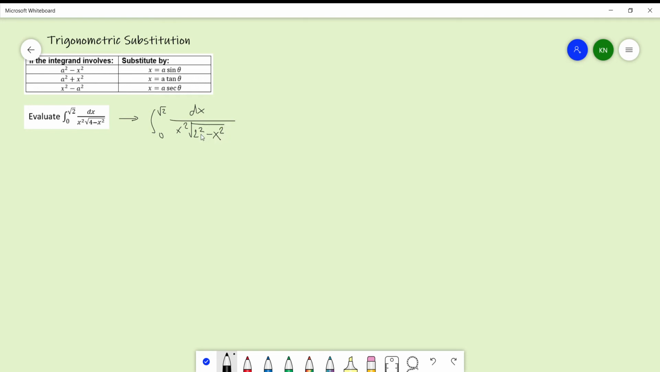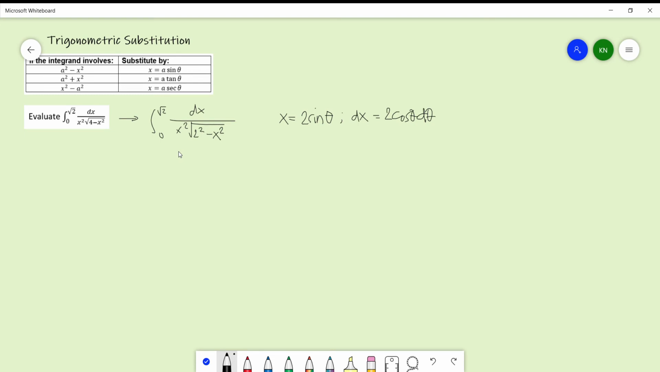Now, as you can see, this is in the form of the first one, which is a squared minus x squared. Meaning to say, we will be replacing the value of x by a sine theta. In this case, our a is equivalent to 2. So our x is equivalent to 2 sine theta, and our derivative of x, or our dx, will be equivalent to 2 cosine theta d theta.